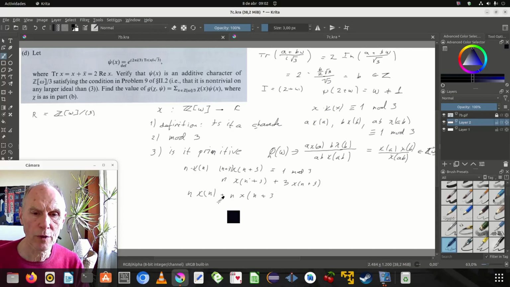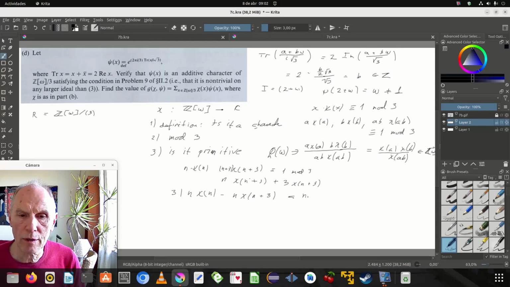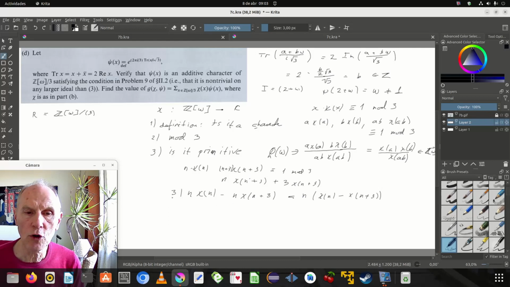Why do I add them? It's the difference. They are equivalent to naught modulo 3. 3 divides this. And n is co-prime with 3. So that means that 3 divides chi of n minus chi of n plus 3. And they are units.